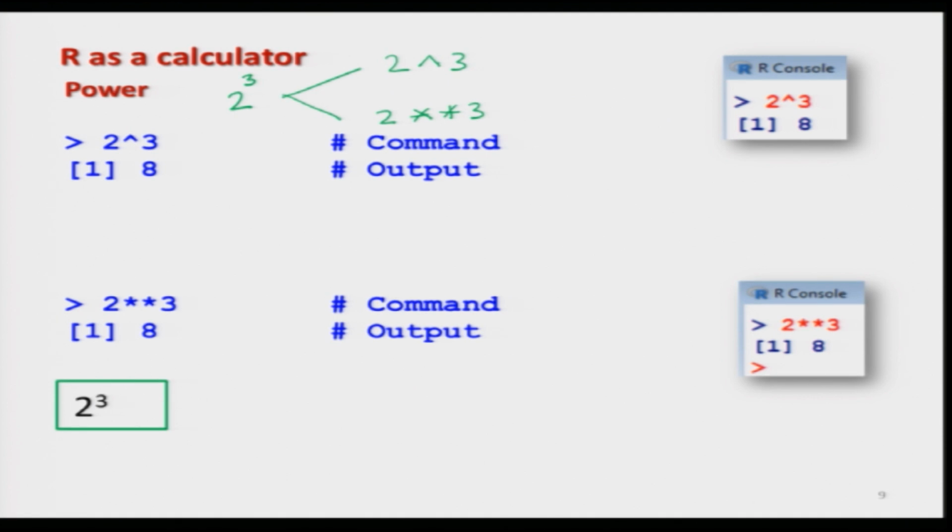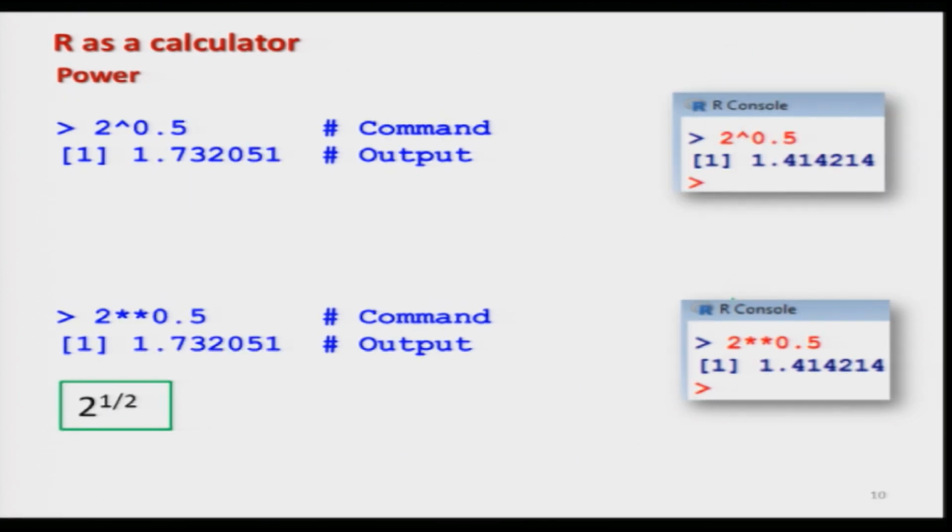So, if you want 2 cubed, you simply write 2 hat 3, which is equal to 8, or the same thing you can write as 2 star star 3, and this will also give you the value 8, and these are the screenshots here. So, these are not very difficult things for you to understand.